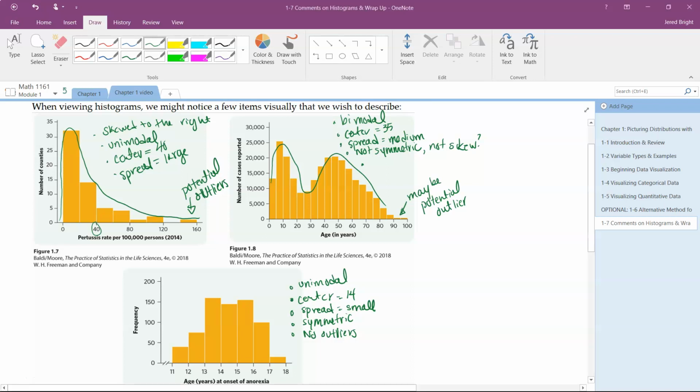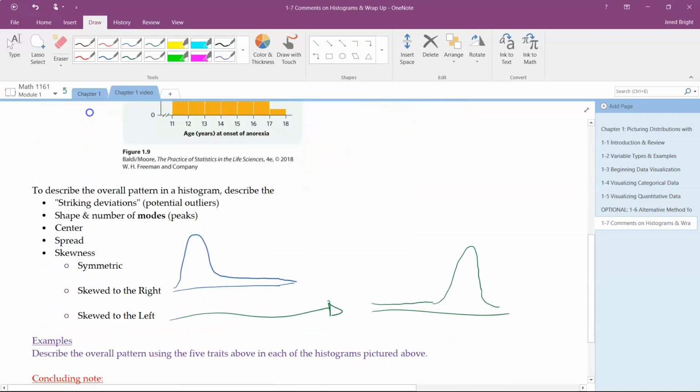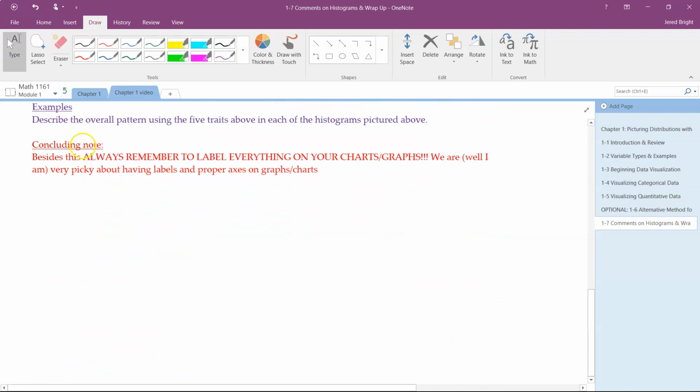And our last example here, I would say it's probably unimodal, even though this is down a little bit, it's still probably unimodal. Center, about 14, spread is small. It does appear fairly symmetric. It doesn't have to be perfectly symmetric. And I would say there's no outliers. So again, these are all good guesses. We would follow these up with more precise descriptions later on. Besides that, that's all I have on histograms.